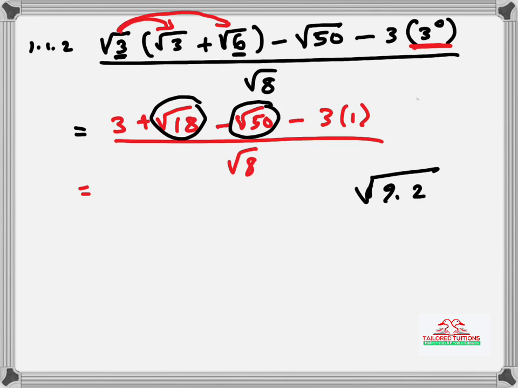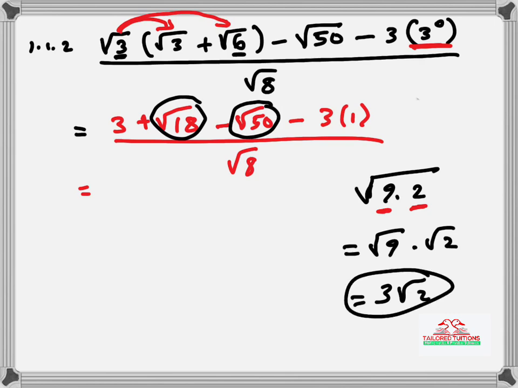Why am I saying that? Because 9 is a perfect square and 2 is a prime number. And then we go back. Now it's like we are working backwards. This is the same as square root of 9 times square root of 2. So square root of 9 is equal to 3, multiplied by square root of 2. This is going to be our final answer at the end.